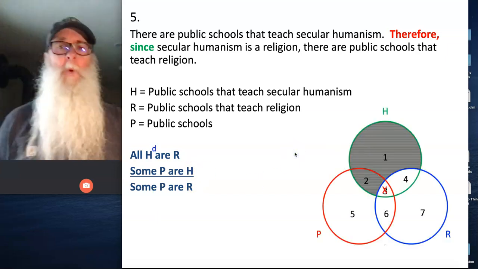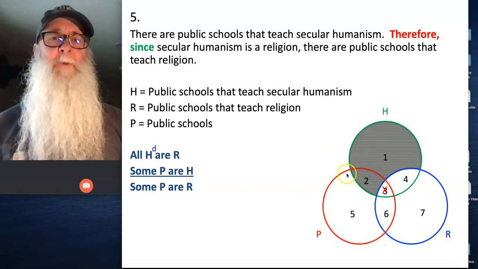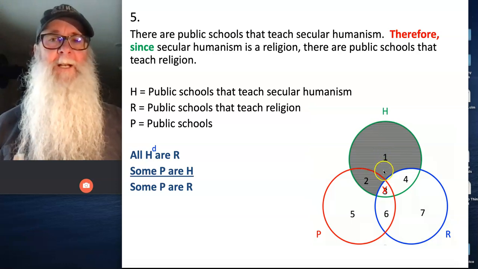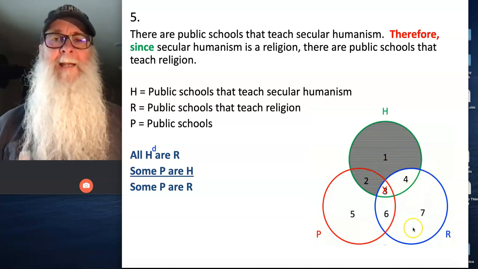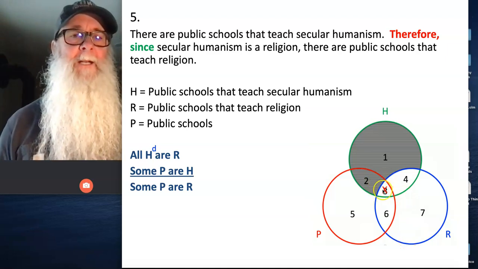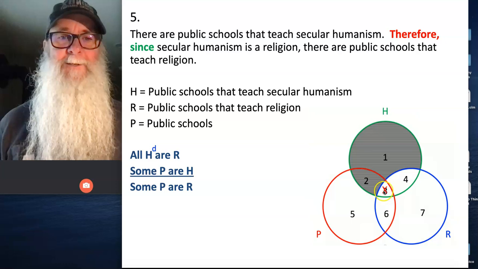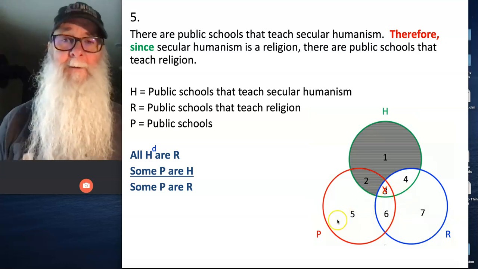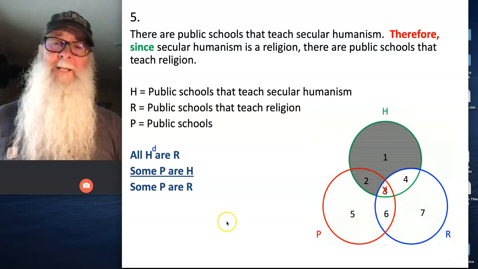That's okay. When we mark the Venn diagram for this argument, we get this. Areas 1 and 2 have been shaded out to show that all of the H's are R, and then to show that some P are H or some H are P, we mark an X right here in area 3, and then we see the conclusion that some P are R or some R are P, which seems to indicate that the argument is valid.